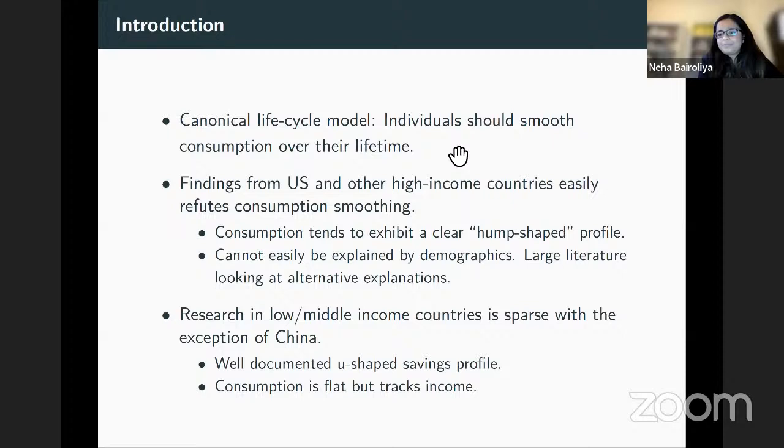So developing countries, and particularly large emerging economies like India and China, we believe with their varied socio-political environments and really very different family structures, provide a very interesting lens through which the predictions of the life cycle model can be tested. So that's kind of what motivated us into thinking about this work.